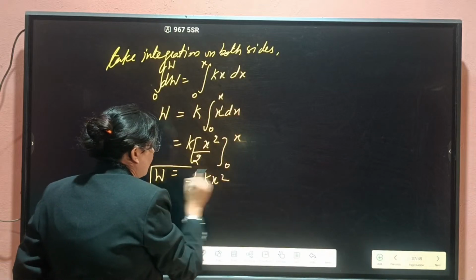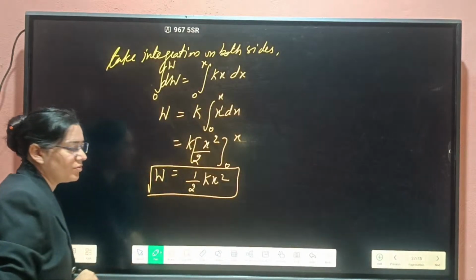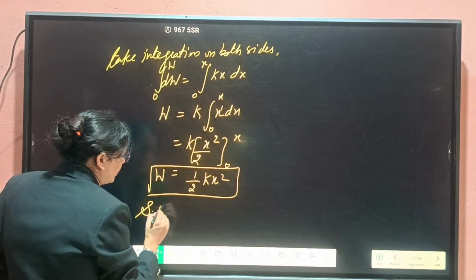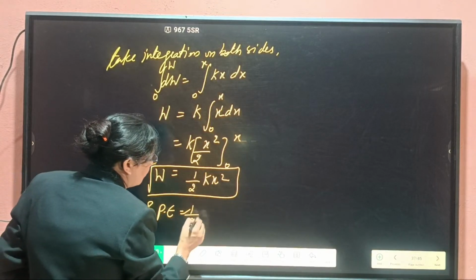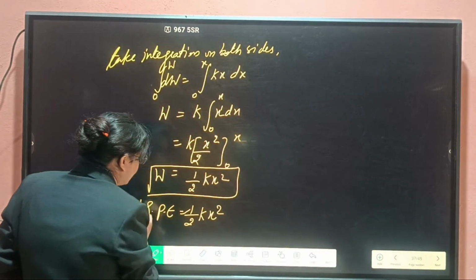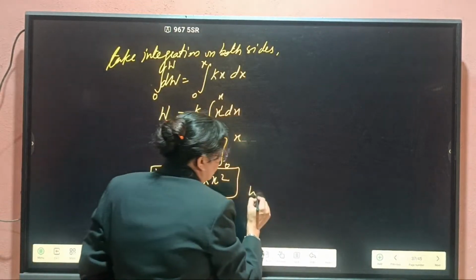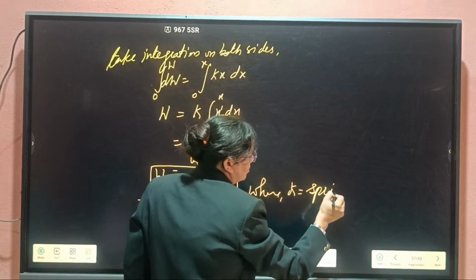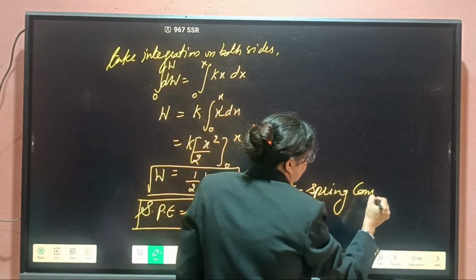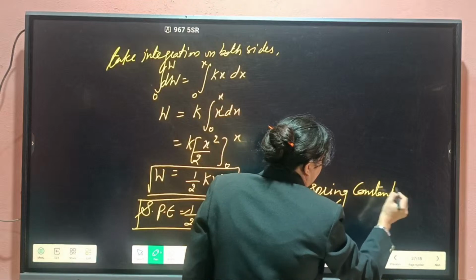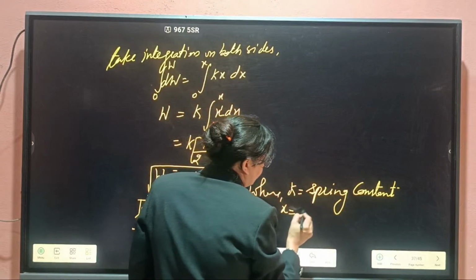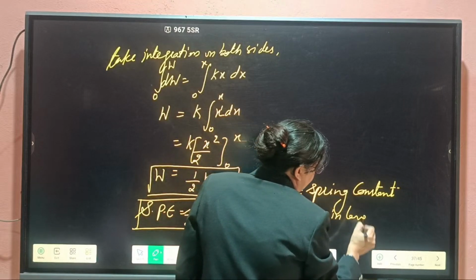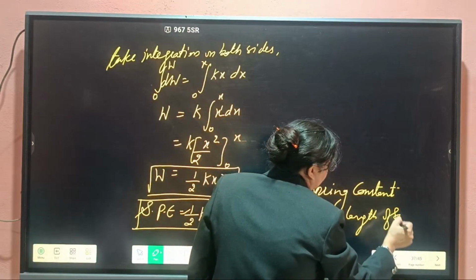This is our total work done, which is stored in the form of spring potential energy. You can see that the spring potential energy is equal to half kx square, where k is our spring constant and x is the change in length of the spring.